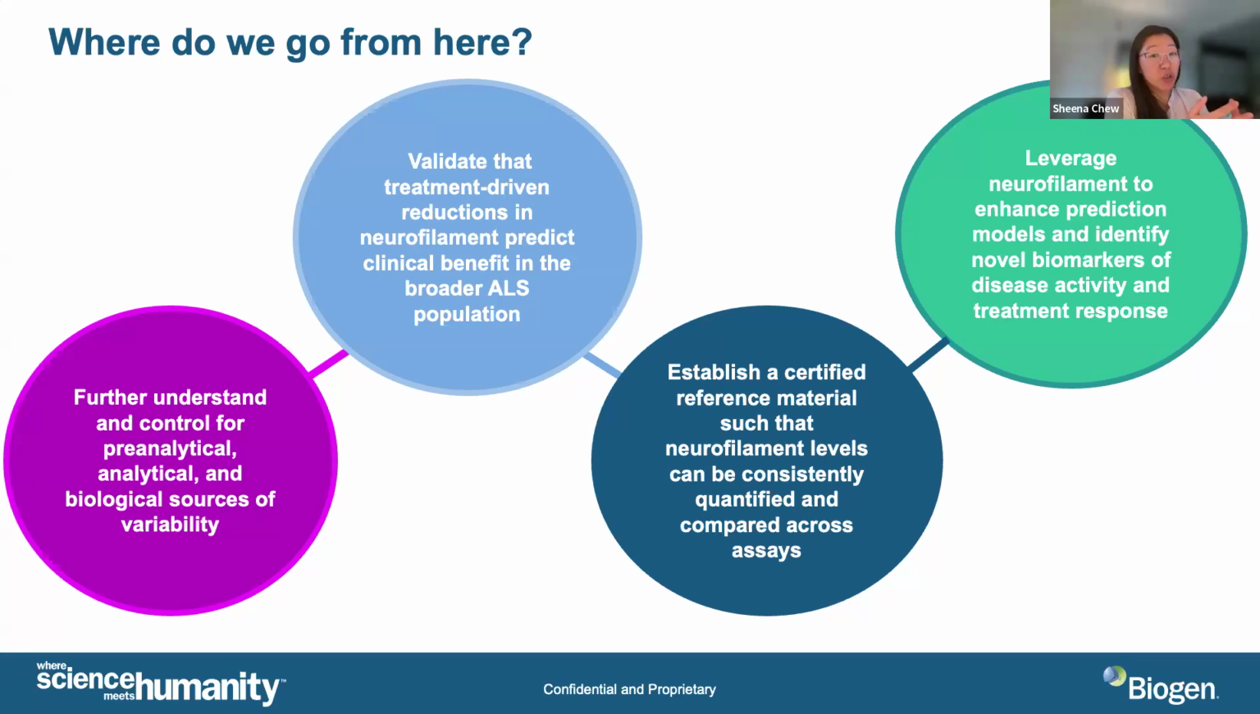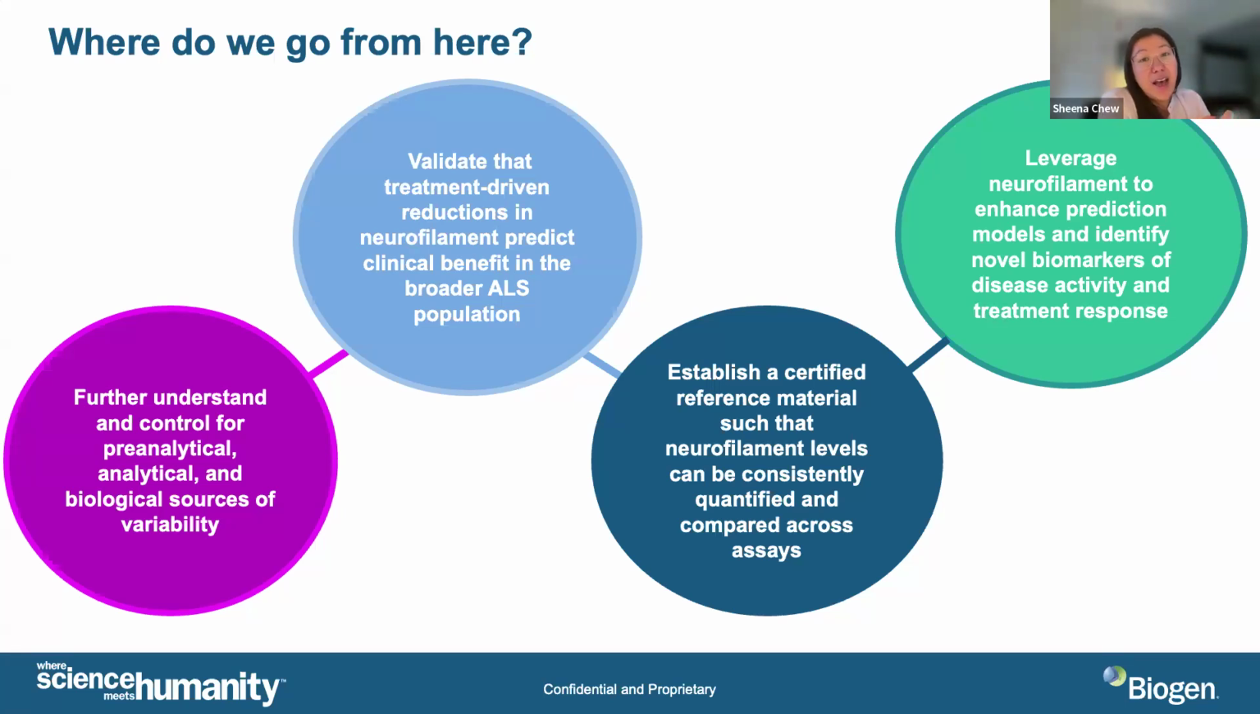Third, we need to establish a certified reference material so that we can consistently compare neurofilament levels across assays. There are many different ways of measuring neurofilament, lots of different machines and companies doing it, and it's hard to compare across time and across assays. And so establishing a central reference material so that they can be compared will be critical for interpreting the data across companies, across trials, across clinical practice.